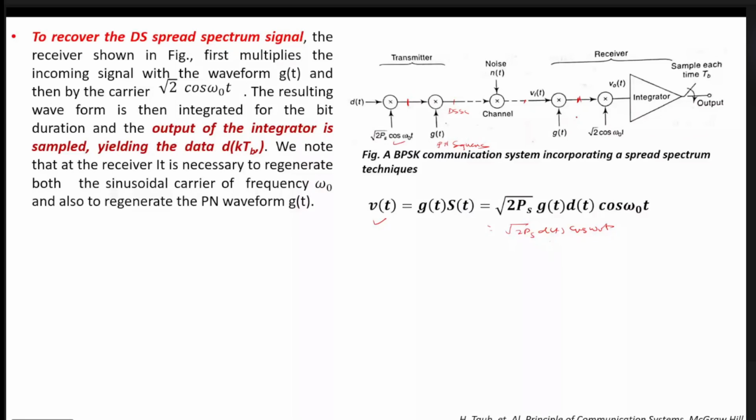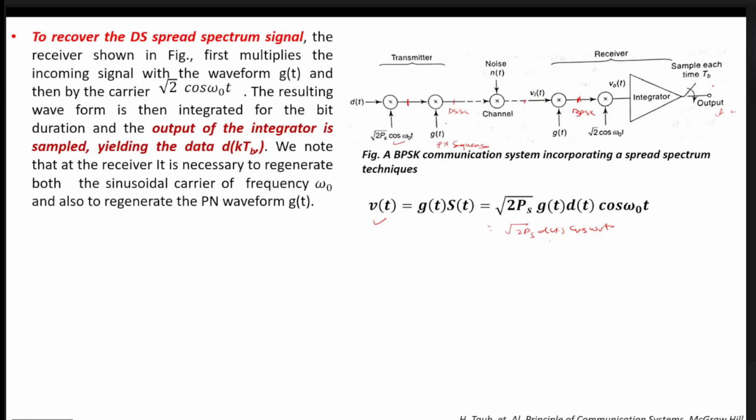Now we know how we can demodulate the received BPSK signal. First we multiply by √2 cos ω0t. Once we multiply it by √2 cos ω0t, this will be Ps cos² ω0t, and this cos² ω0t we can write as half of 1 plus cos 2ω0t. Since this integrator is nothing but a low pass filter, the lower frequency component, that is half d(t), will come out. And if we take the sampling after each bit duration, then at the output we will have nothing but d(t).